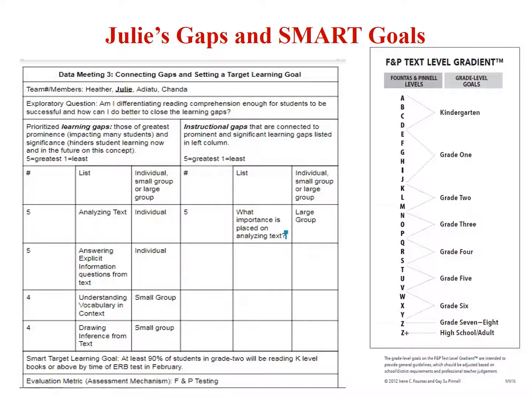Julie believes these learning gaps may correlate to an instruction gap, which is the importance she places on analyzing text during whole class instruction. Julie's SMART target learning goal was to have at least 90% of her second grade students read at K-level books or above by the time of the ERB test in February. Julie intends to use the F&P testing as an evaluation metric.